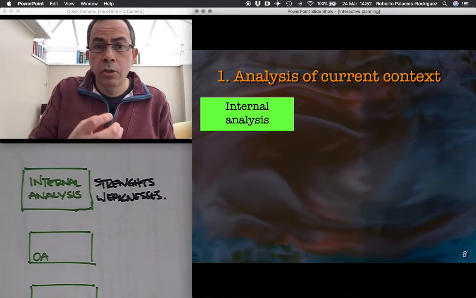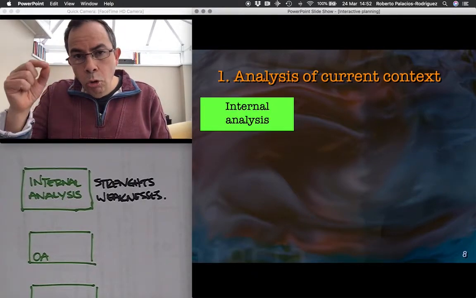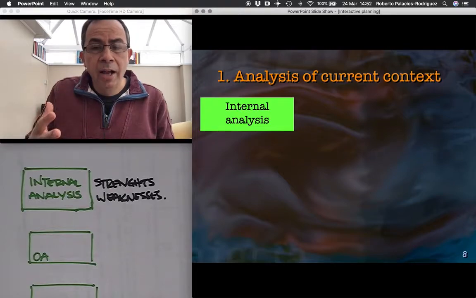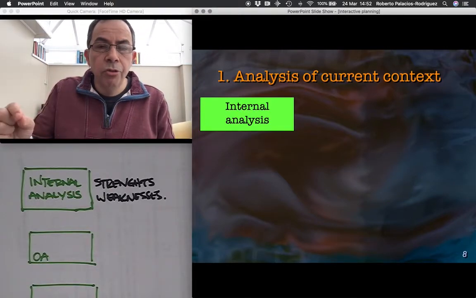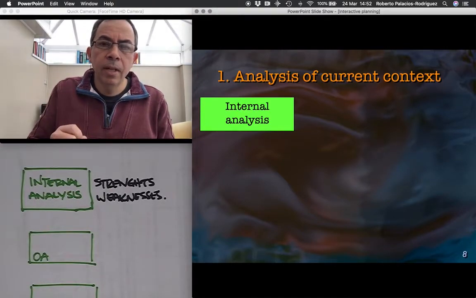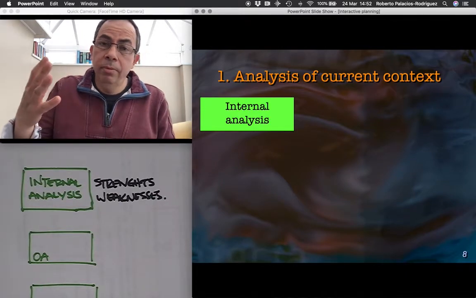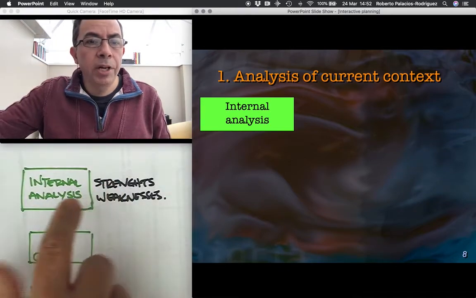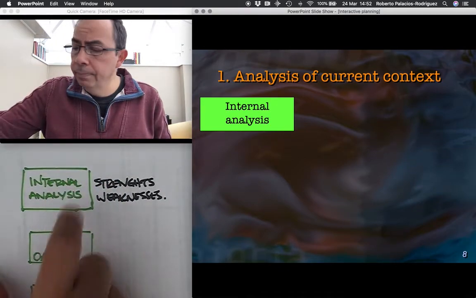Well, those are the pluses, but all those elements could represent a minus, right? If you don't have control over distribution channels, that is a minus. If the quality of your products is not the best, of course, that is a minus. So it is listing what is good and what is bad, right?